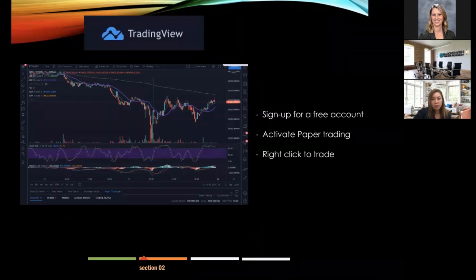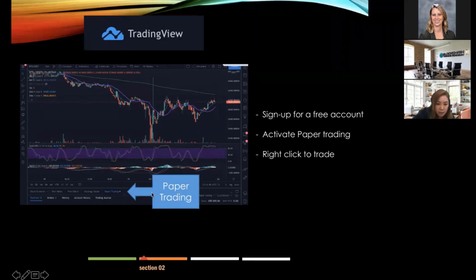So the next part is TradingView. I use TradingView for charting. This is the software and you can sign up for a free account, and then you can activate your paper trading. All you need to do is, at the bottom, right click and activate it. It will be right here. I'm going to show that when I open the software later on.